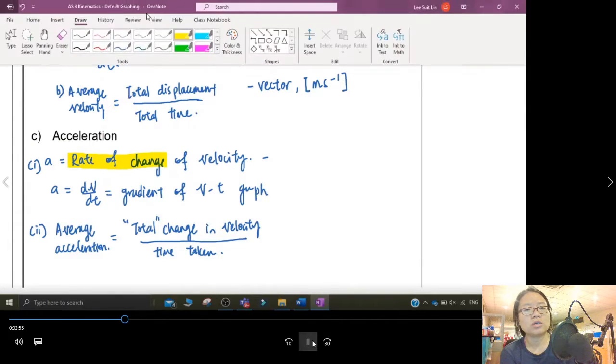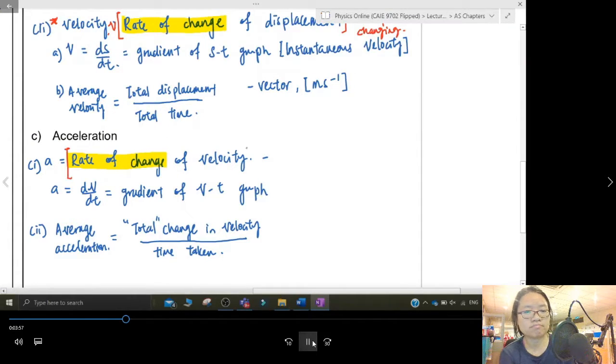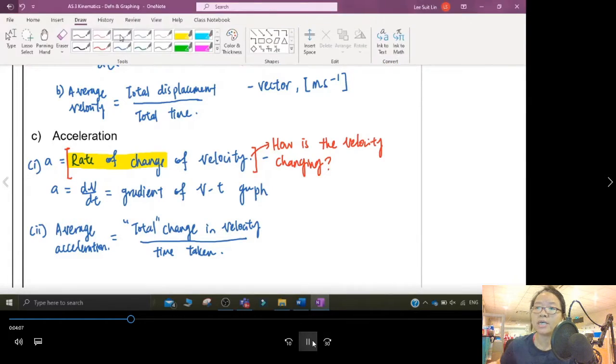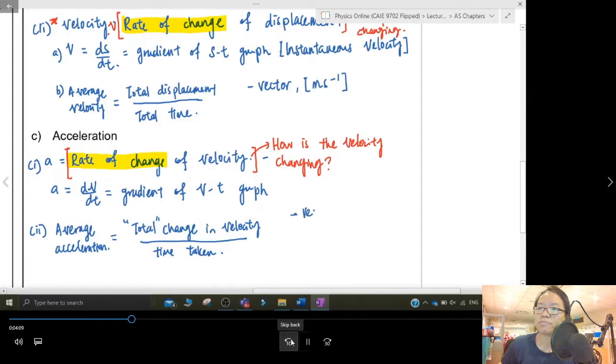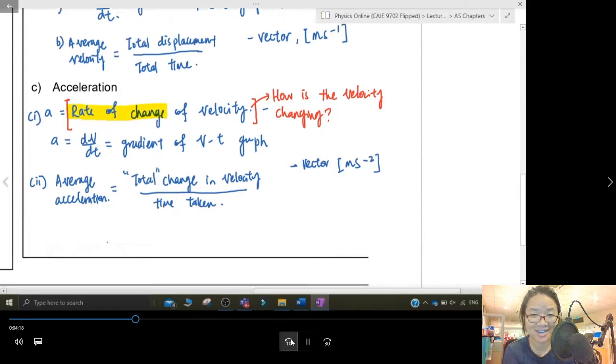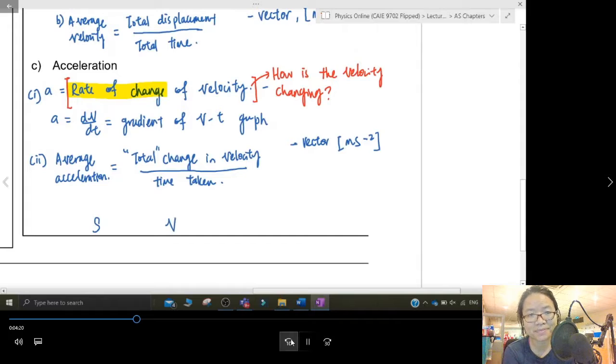This rate of change of velocity, by the way, is answering the question, how is the velocity changing over time? Is it changing? If it's changing, then there will be some form of acceleration. As usual, this is a vector, meter per second square, because you divide by time, or you differentiate with respect to time again.